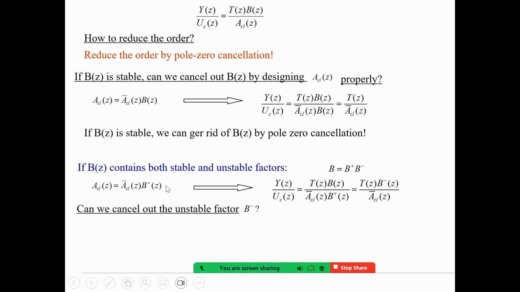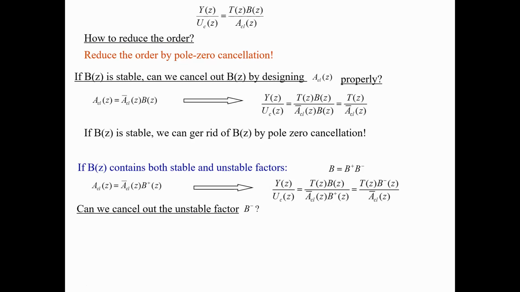Why don't we cancel out B minus? If we want to cancel out B minus, it means that here is a closed loop polynomial, I include B minus there. Can we do that? Yes or no? What would happen if I put B minus into this closed loop? Is the whole system stable? It means you have an unstable pole in the closed loop. The whole system will be unstable. For an unstable system, you cannot cancel out poles and zeros. Okay?